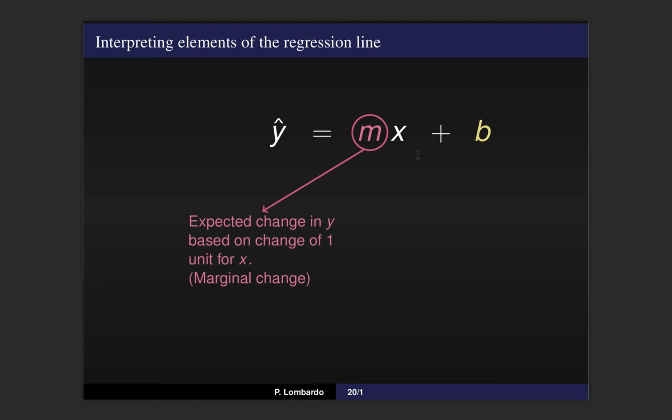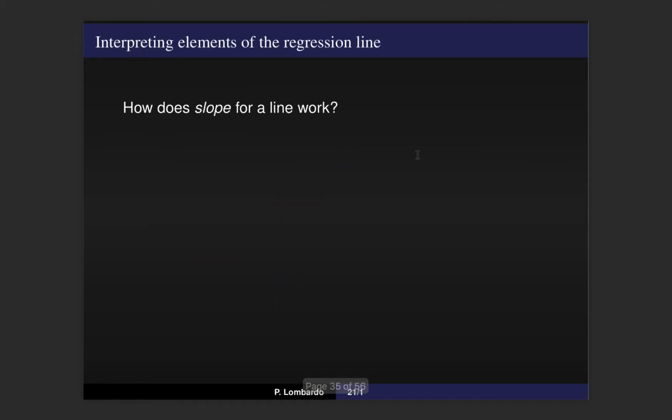The slope is a very interesting and important piece of information. The slope of our regression line essentially tells us what the expected change in our output variable, the y values, will be based on a 1-unit change for x. In economics and in business, we often call this the marginal change. Let's explore this a little bit deeper. So what is the slope for a line? How does the slope of a line work? Well, you may remember from some of your math classes in high school that slope is computed for a line essentially just by looking at any 2 points on the line. What's the change in the y values divided by the change in the x values?